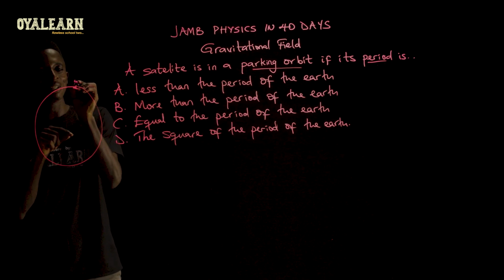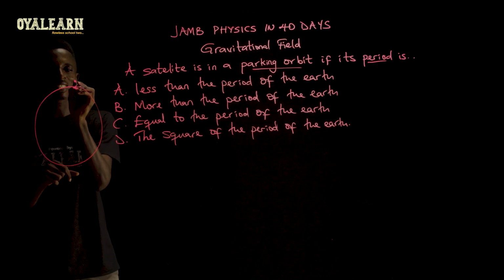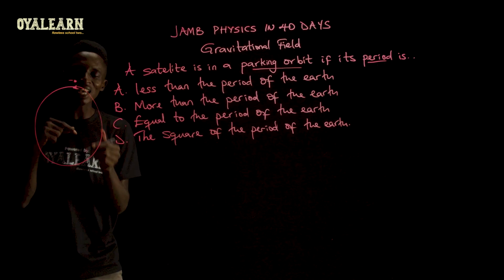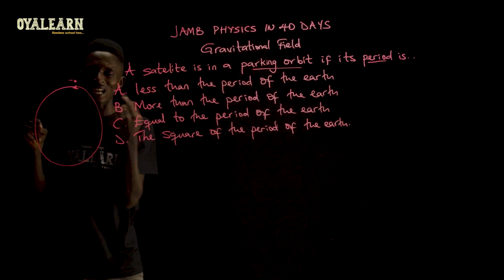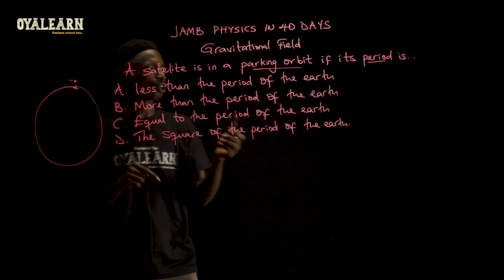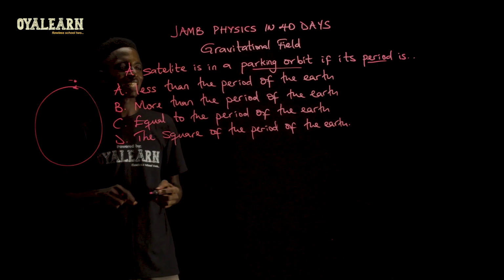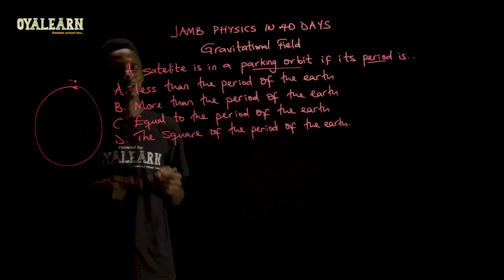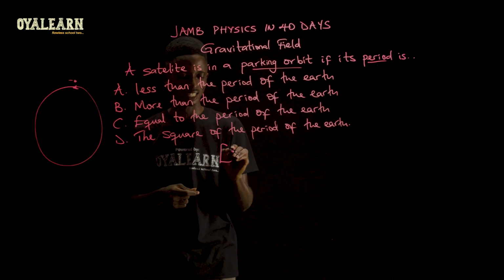If a satellite is placed in this parking orbit, it means it's going to go around the Earth in the same time it will take the Earth to rotate about its own axis. So that tells you that the period of the Earth and that of the satellite has to be the same for it to be in a parking orbit. So the correct option is C.